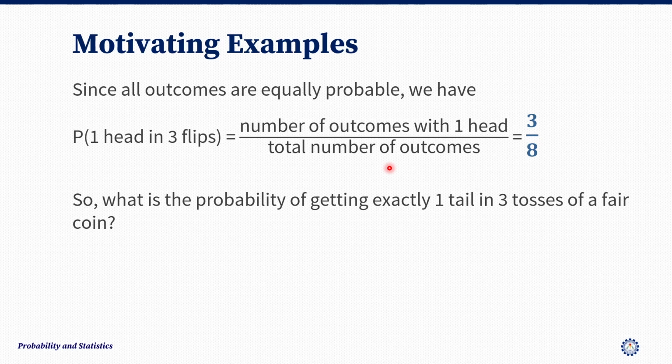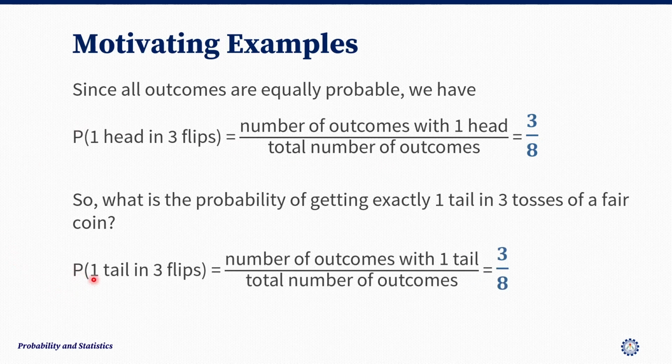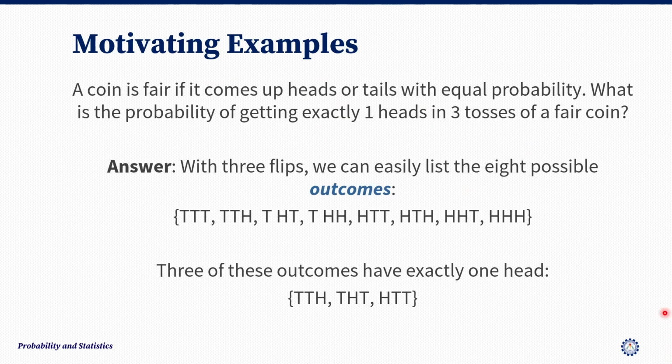What is the probability of getting exactly one tail in 3 tosses of a fair coin? We also get the probability of one tail in 3 flips, the number of outcomes with one tail over the total number of outcomes. So the answer will also be 3/8. That means one head in 3 flips and one tail in 3 flips have equal probabilities, so all outcomes are equally probable. So we can say that a coin is fair if it comes up heads or tails with equal probability.